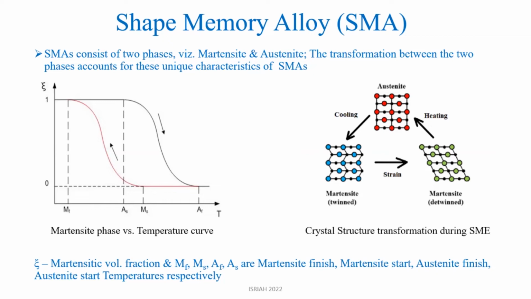When it is cooled, following the red line, when temperature is decreasing, at this temperature Ms, the martensite starts to form, and if you go on decreasing the temperature, the whole of the austenite present in the sample will transform into martensite at the temperature corresponding to martensite finish.